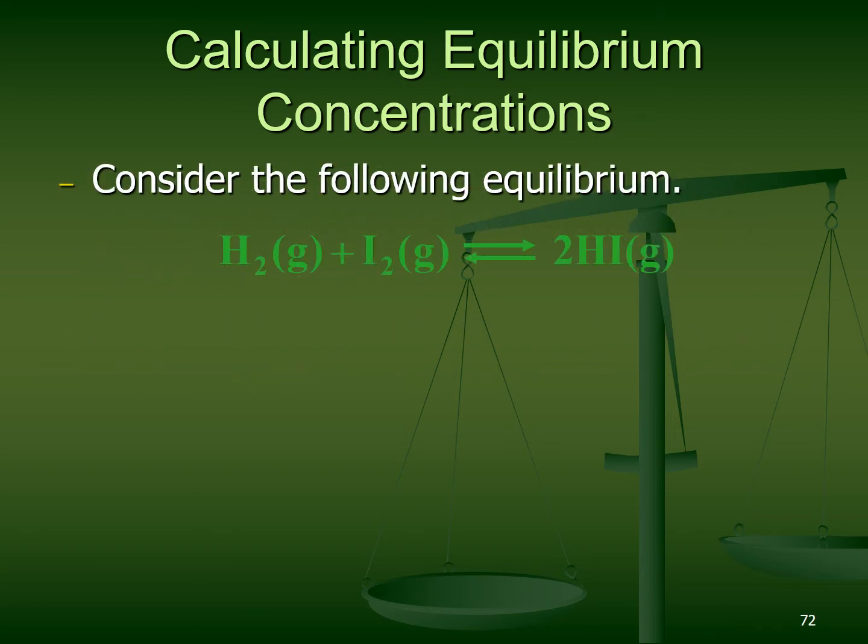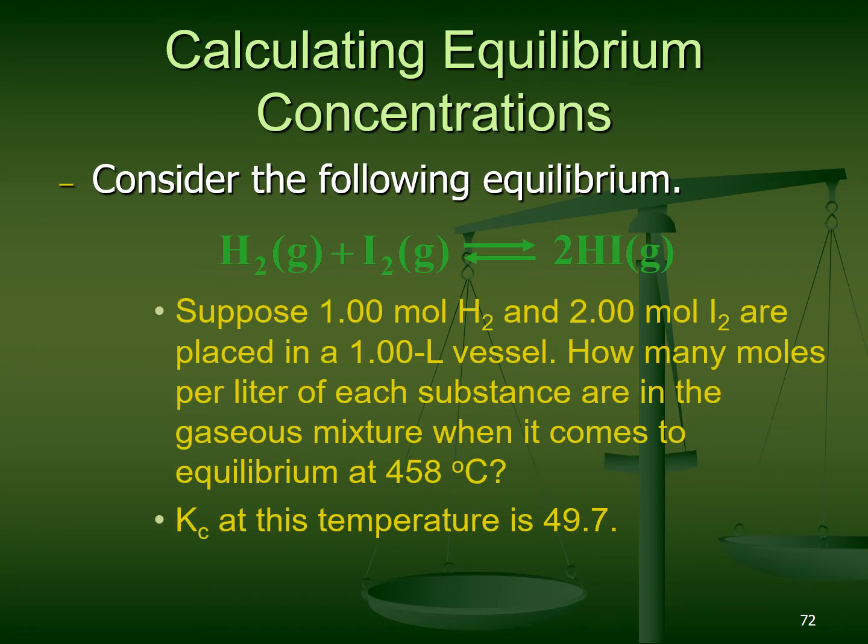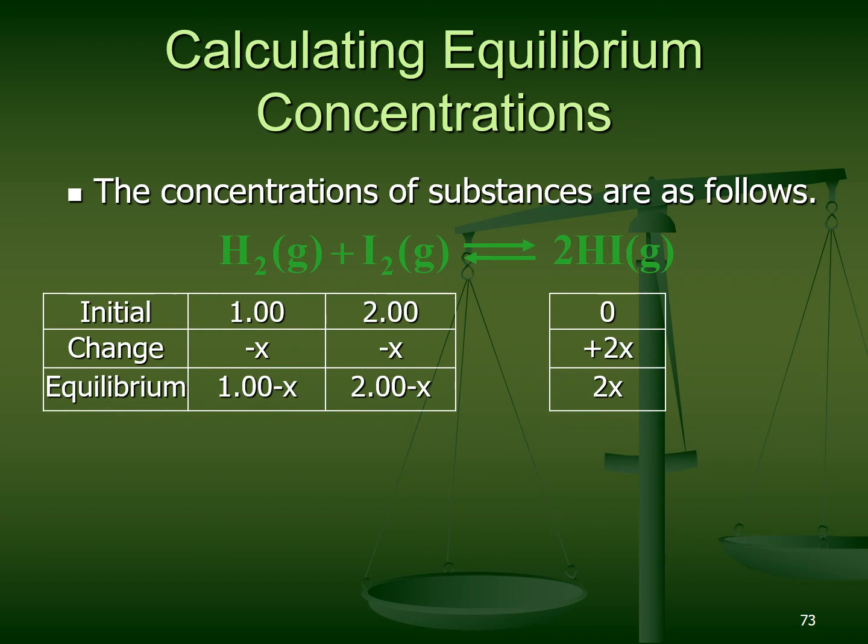All right, so consider this following equilibrium. Suppose we have 1 mole of H2, 2 moles of I2, and they're placed in a 1 liter vessel. How many moles per liter of each substance will there be when it comes to equilibrium? So we have 1 mole of H2, 2 moles of I2. They're all in 1 liter, so it's 1 molar, 2 molar. There's no HI yet, so that's 0.